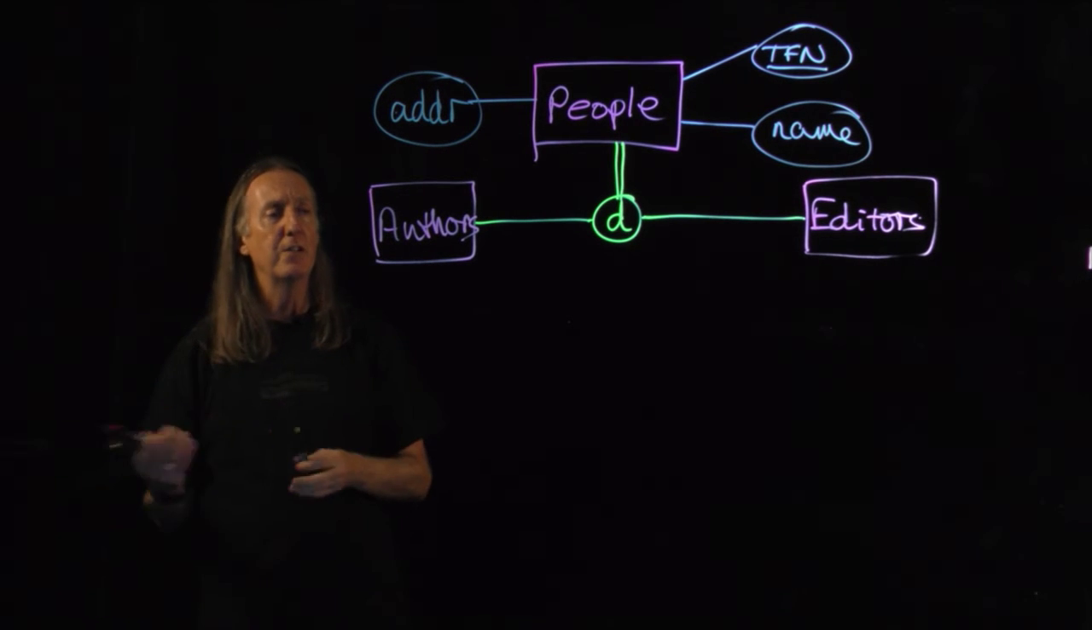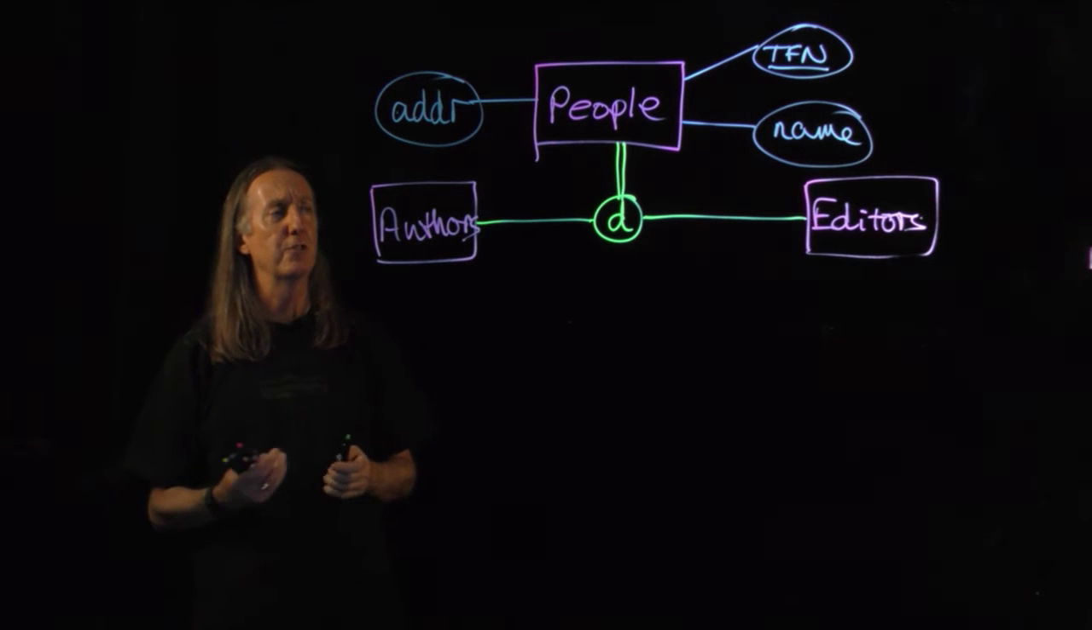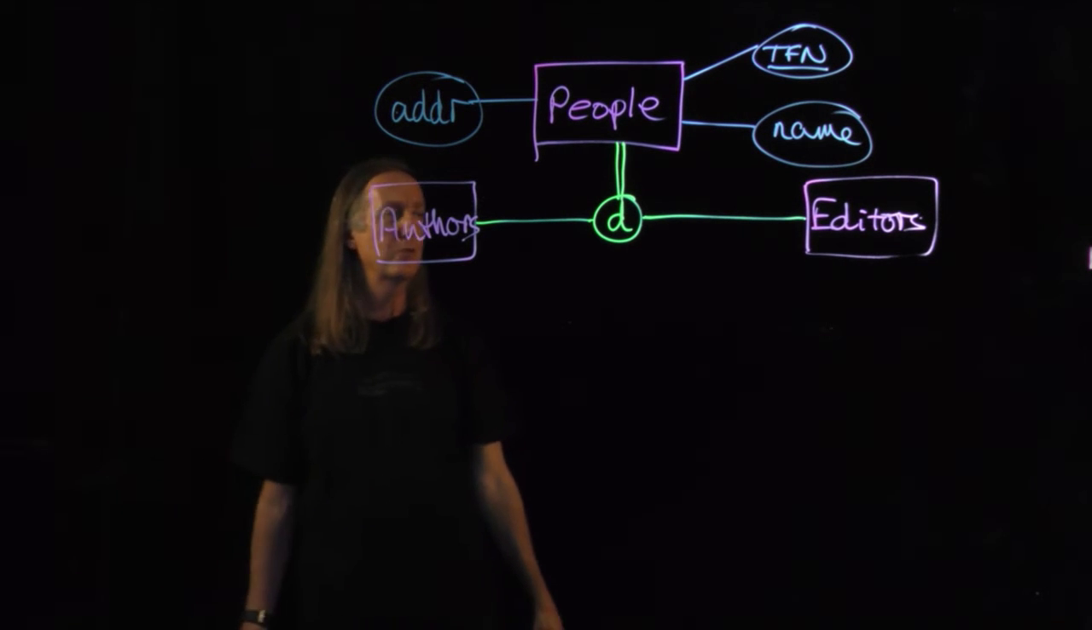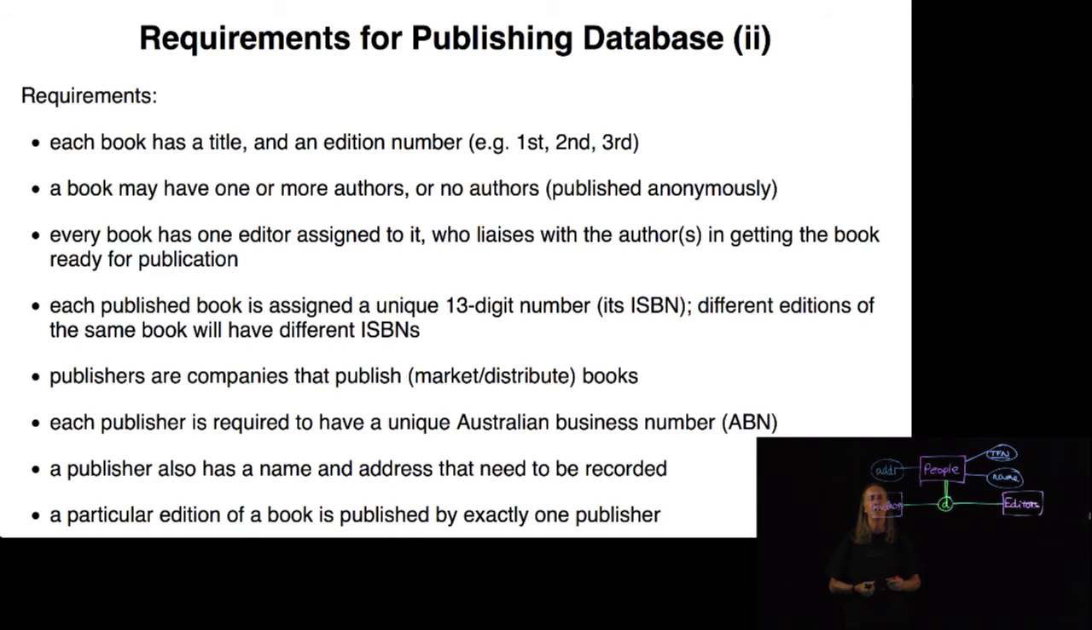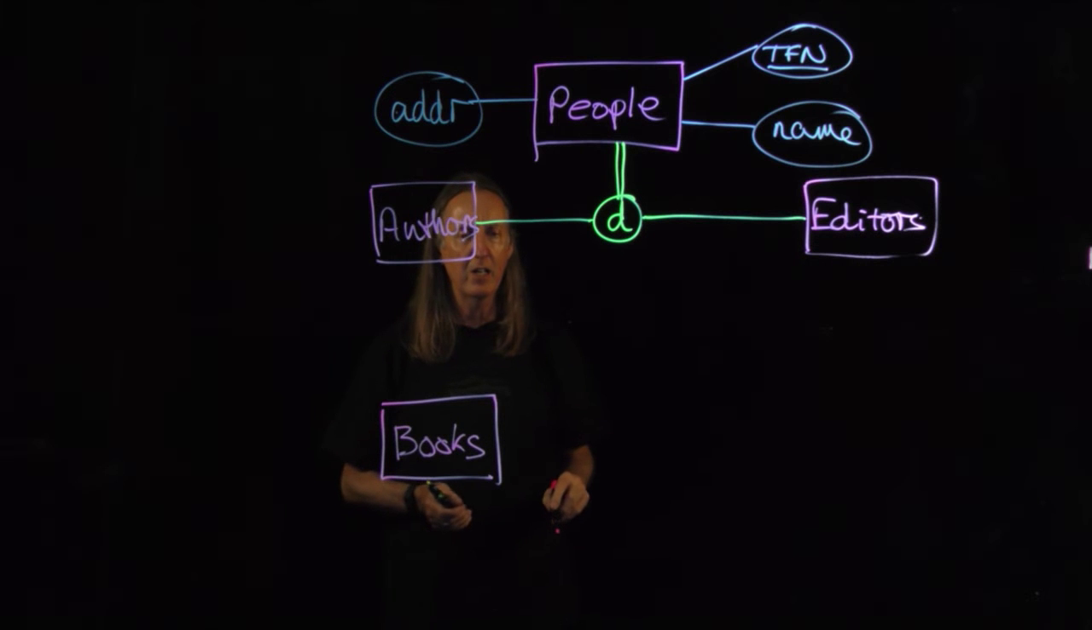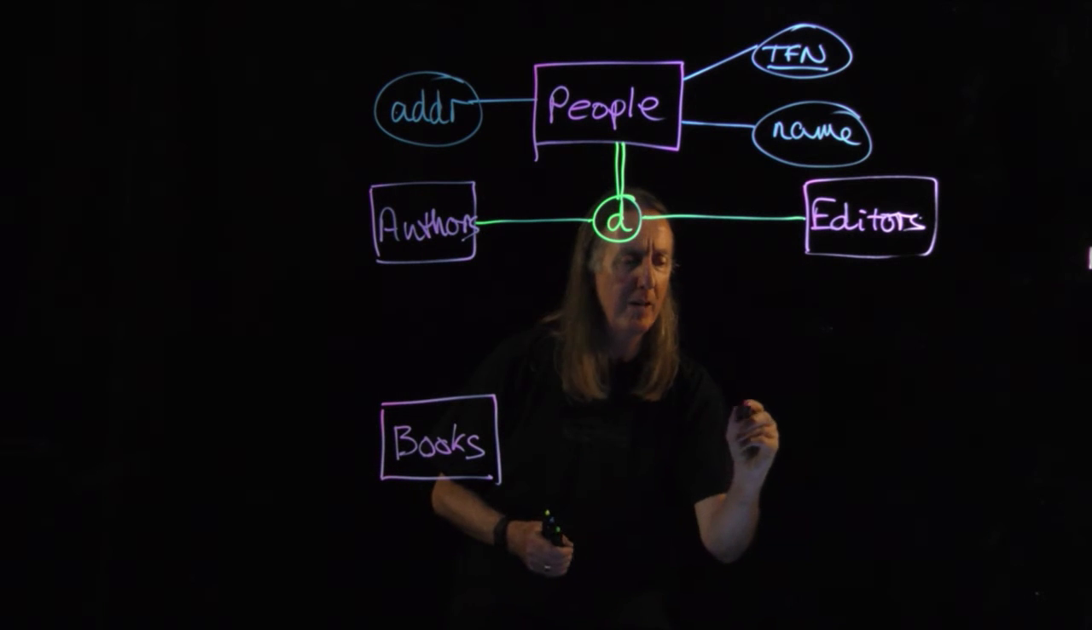Okay, so that covers all of the stuff about people. On the first requirements page, there was also some references to relationships, such as authors write books and editors edit books. So now it's time to take a look at the second page of requirements and start working on the rest of the schema. Okay, so from that second page of requirements, we can see that there are books in a publishing database. That's kind of obvious that we'd have books, and the other kinds of things in the system are publishers.